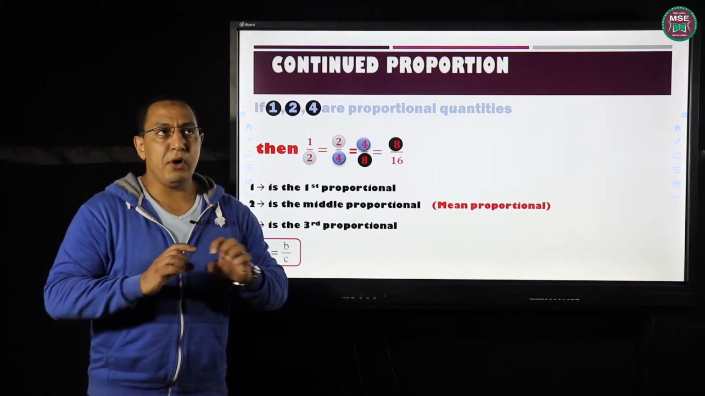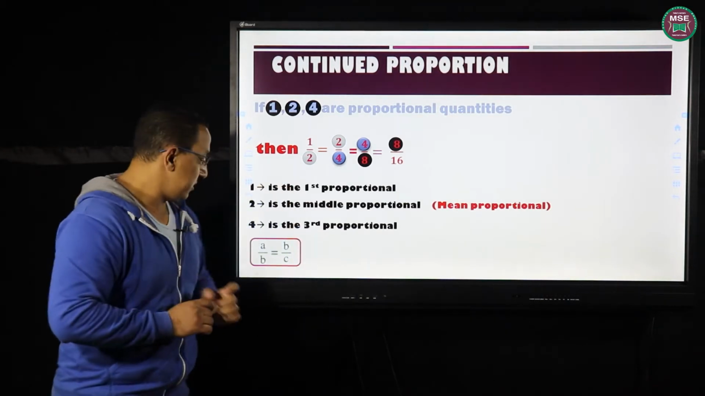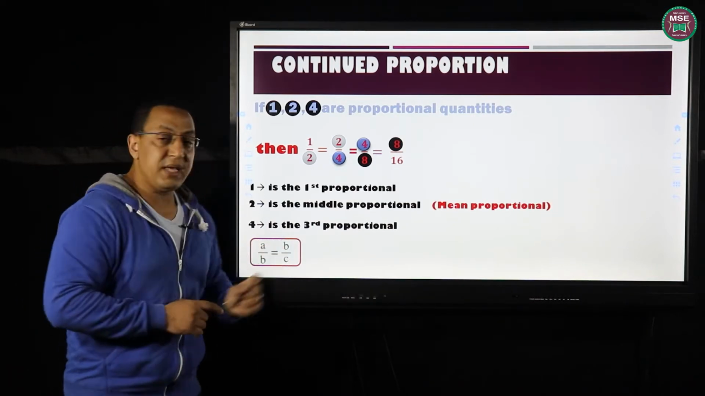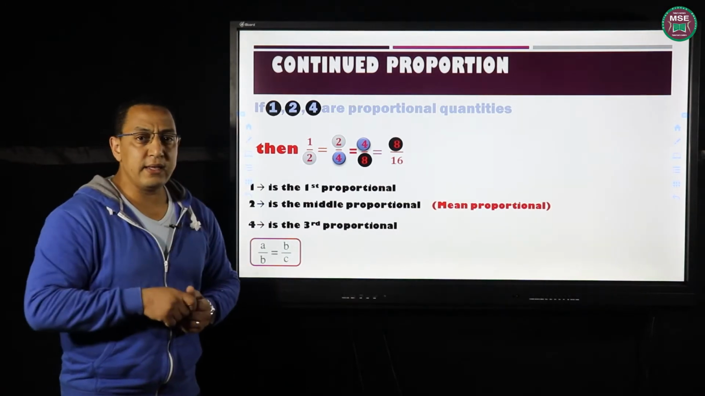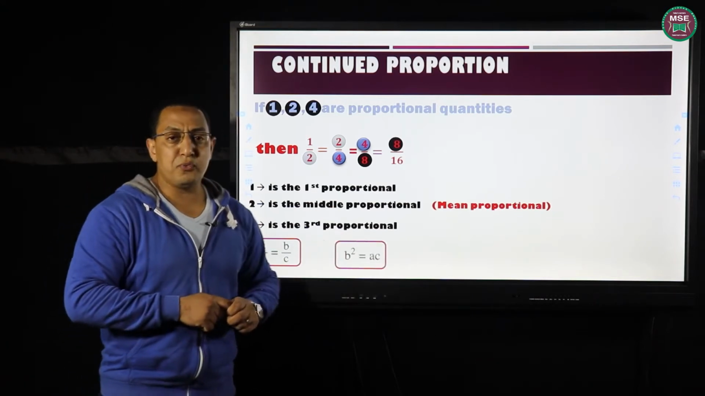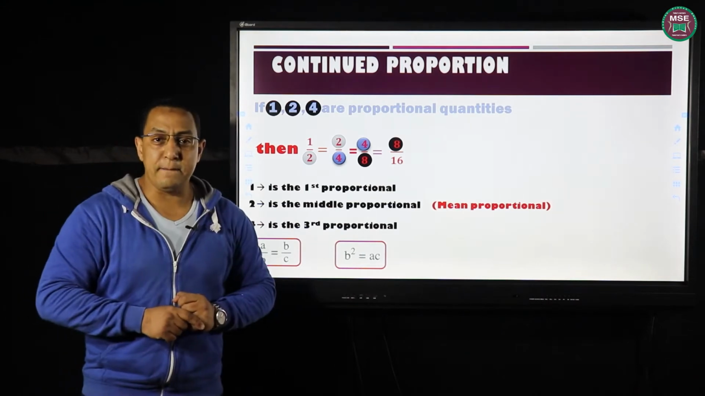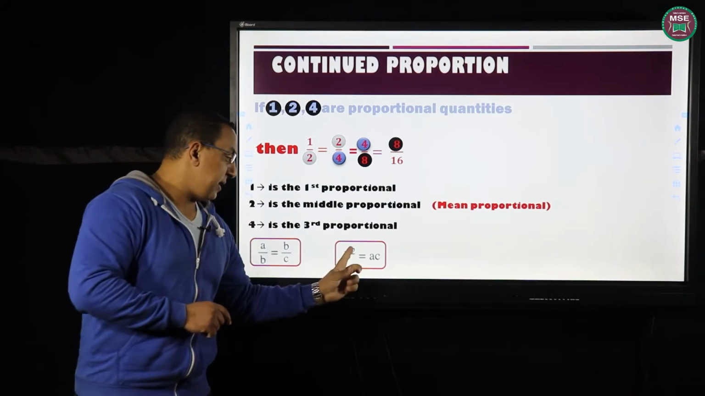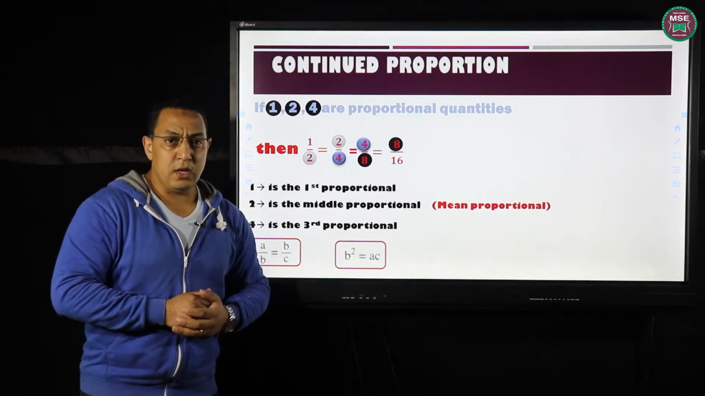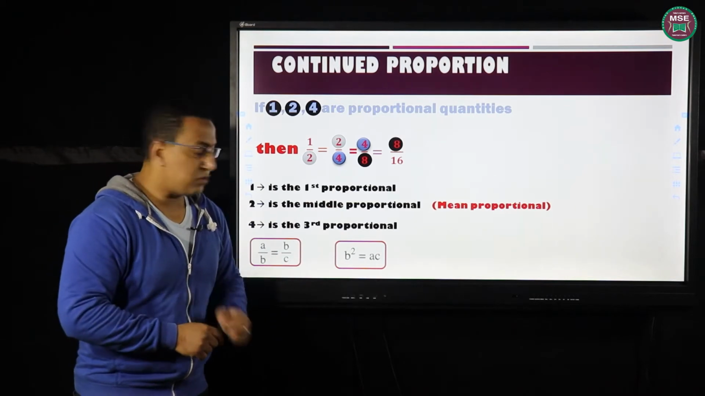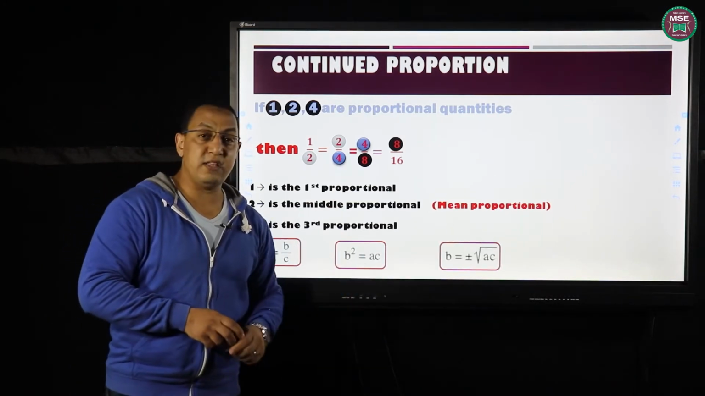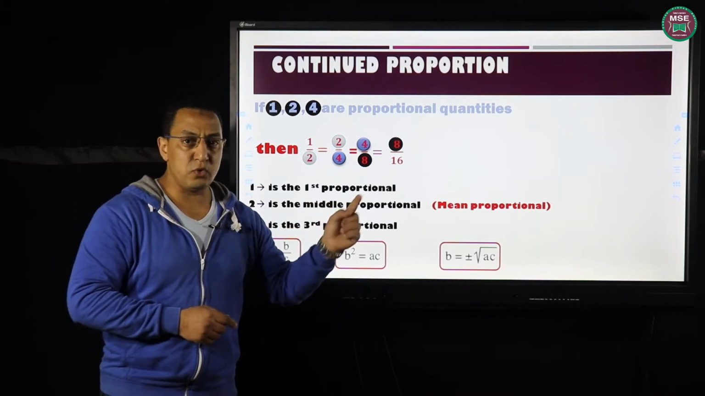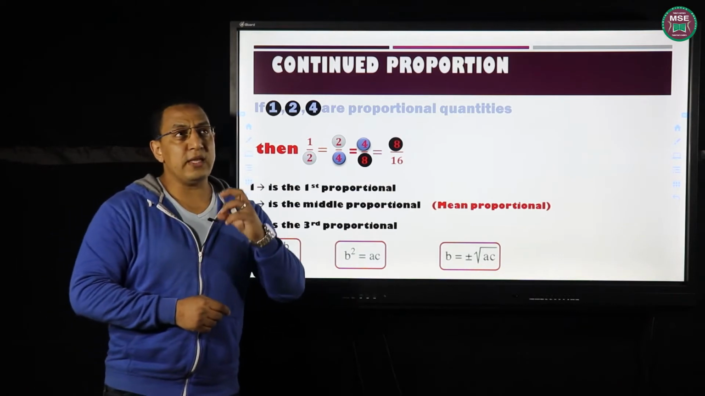Here I'm going to explain the first rule. If I have A over B equals B over C, here A is the first proportional, B is the second, and C is the third. By cross multiplication, B to the power of 2 equals AC, because B times B equals B squared, and A times C equals AC. If I need to find B, I send the power 2 to the other side as a square root, so B equals negative or positive square root of AC. In other words, the middle proportion equals negative or positive square root of the first times the third.